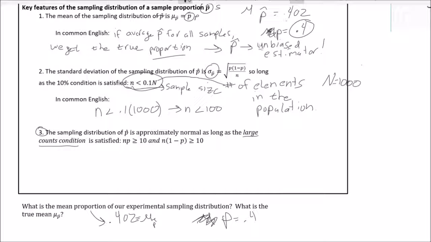Now why don't they match? Because we don't have every different unique sample of 50. If we had every single possible sample, that's what we're talking about when we say the sampling distribution of p hat.